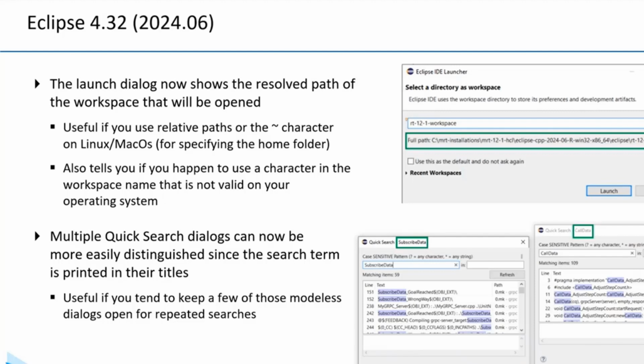There is also an improvement in the quick search feature. Now if you have multiple such modeless dialogs open, the search term is shown in the title, which makes it easier to know which is which. If you keep these open, it's convenient to be able to quickly click on the one that has the interesting content.